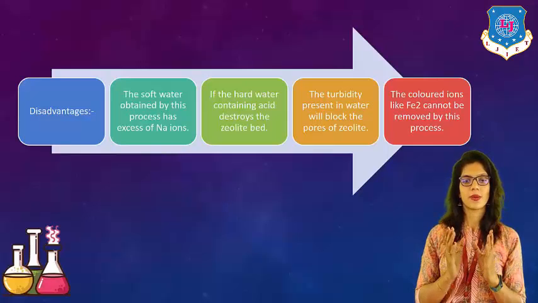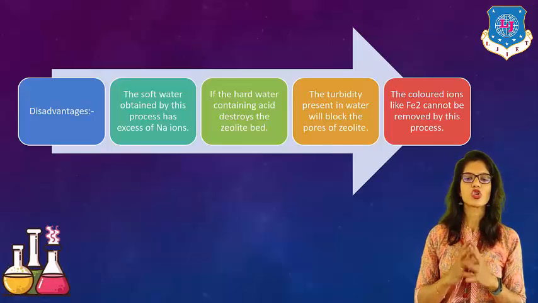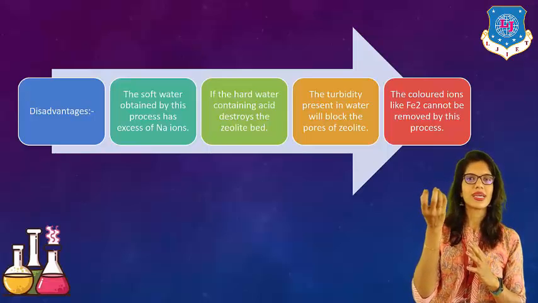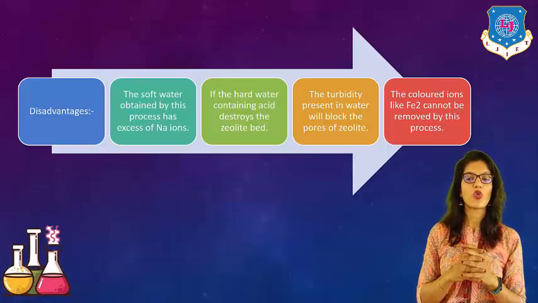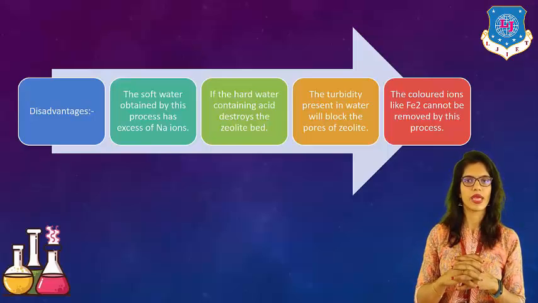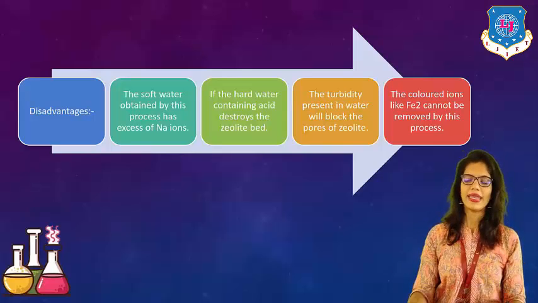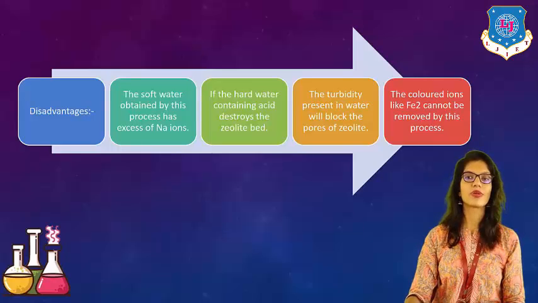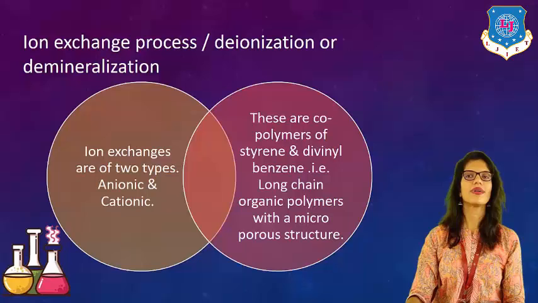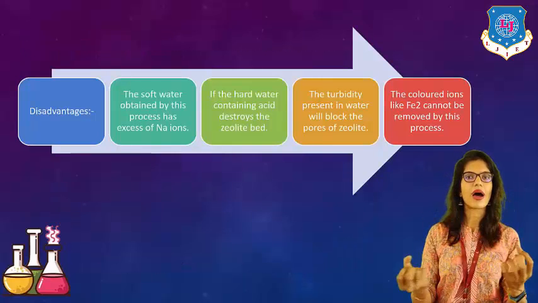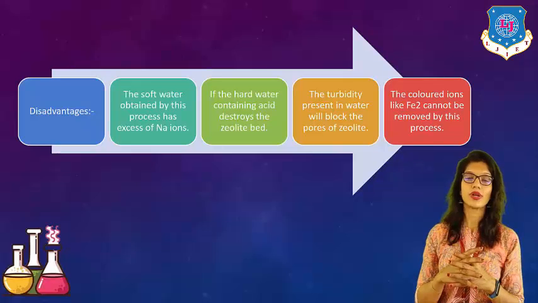Along with these advantages, it comes with disadvantages also. The soft water obtained by this process has an excess of Na ions because zeolite contains Na, and it can be that the hard water contains sodium. And if the hard water contains acid, then it destroys the zeolite bed and we can't use it any further. If certain turbidity is present, then that also can't be removed. Any kind of turbidity will not be removed by this process, only the hardness from the water. This we need to understand clearly.